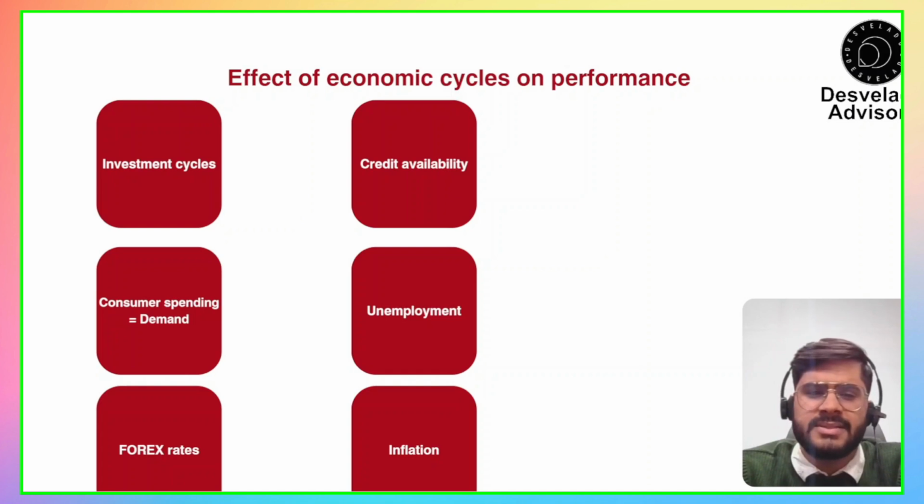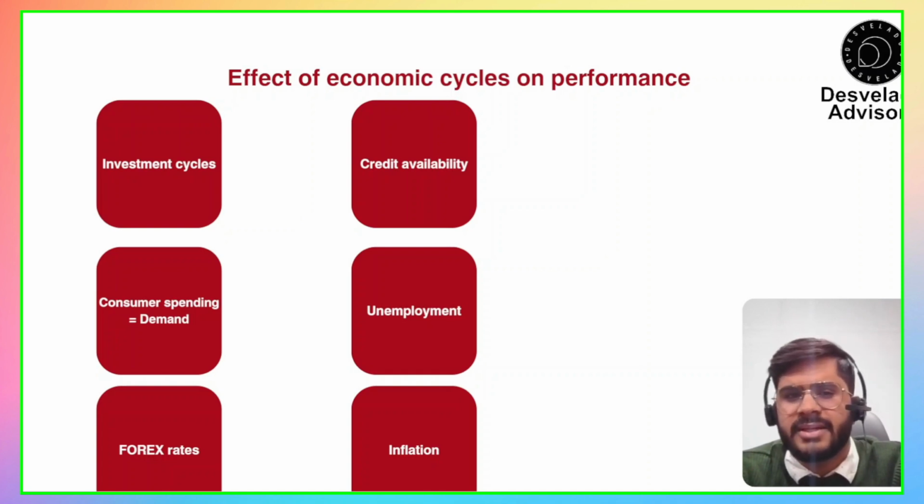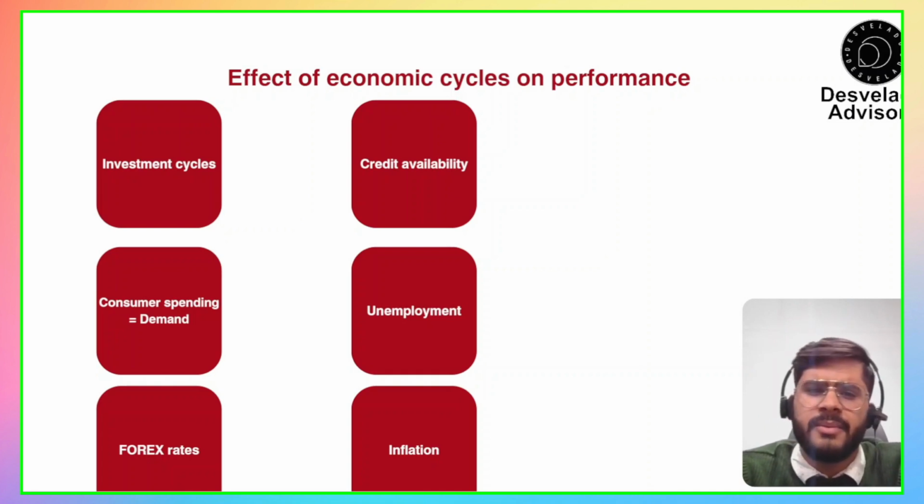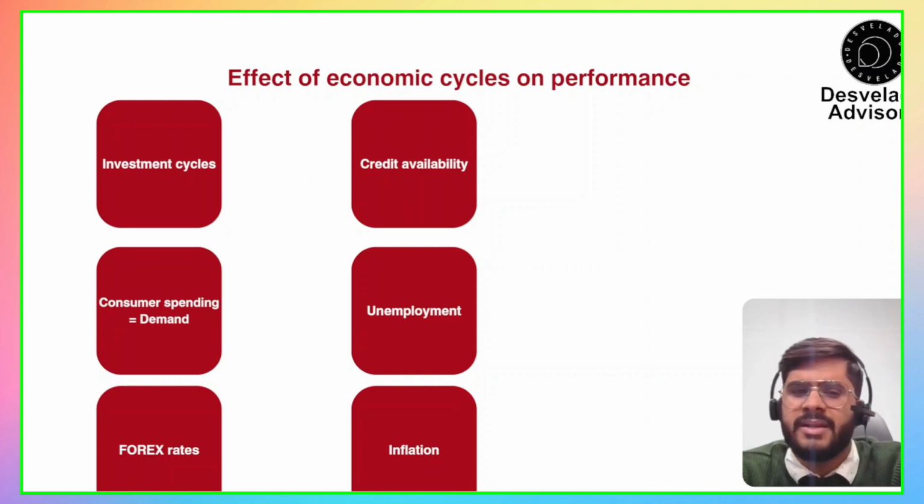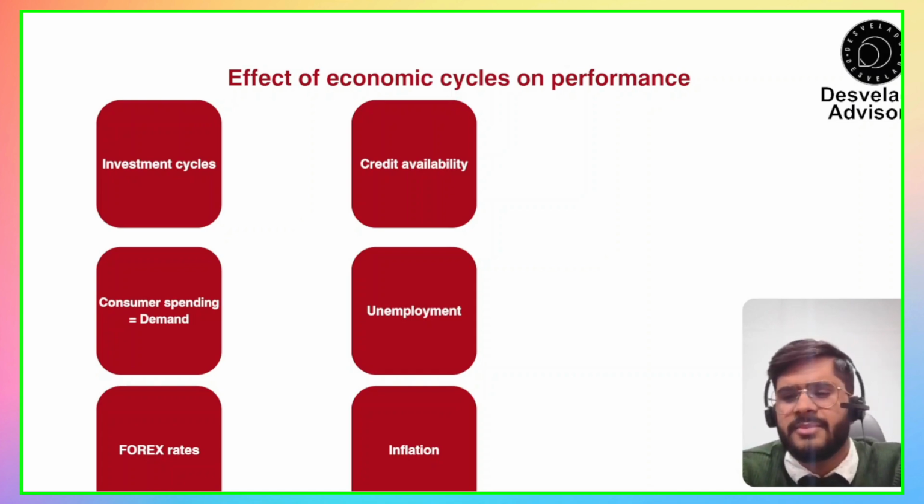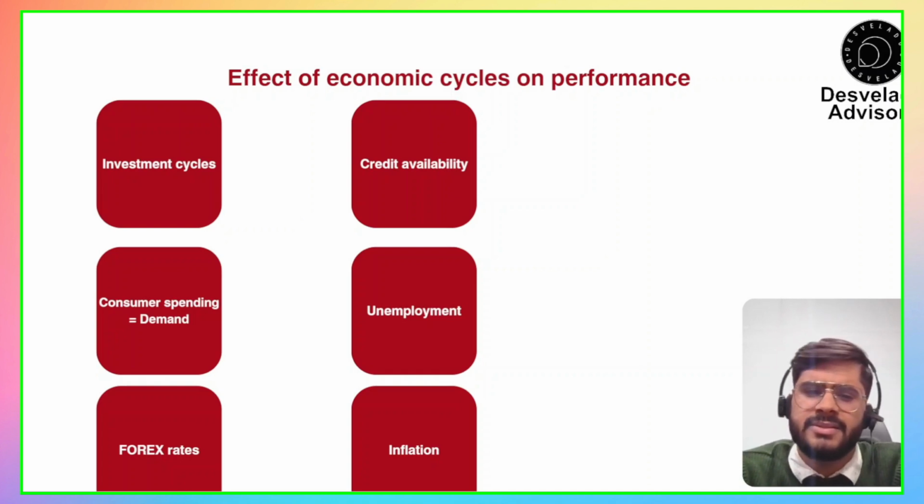So these basic 6 points dictate the effect of economic cycles on performance, which are investment cycles, which are 3 to 4 year cycles that go on in the economy, and then credit availability, consumer spending, which translates to the total demand, unemployment, which affects demand as well, and then forex rates because the company deals internationally, and then inflation.